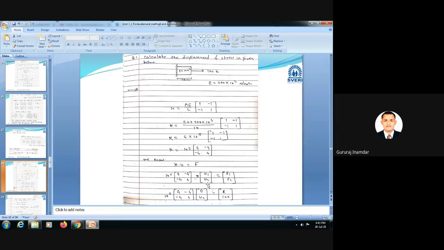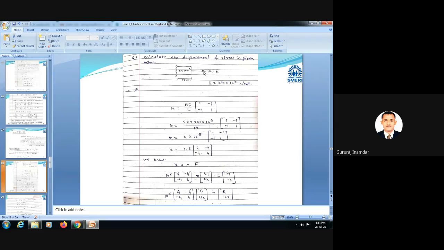So put the value. U1, U2 is nothing but the displacement at point 1 or node 1, and U2 at node 2, is equal to F1, F2. F1, F2 is in the standard formula. Now here also F1 and F2. Friends, a very important thing: F1 is nothing but the reaction force at node number 1. Definitely the reaction force will be there. Why? Because we have an active load.